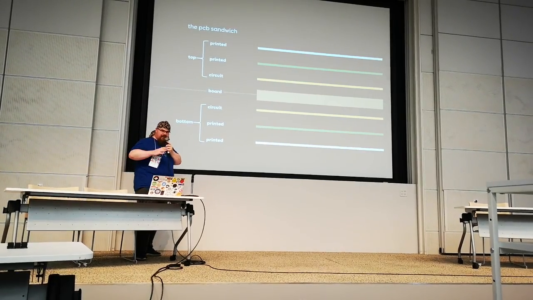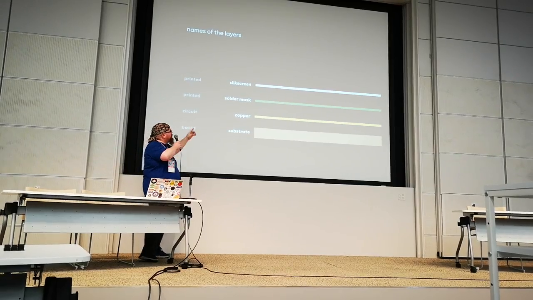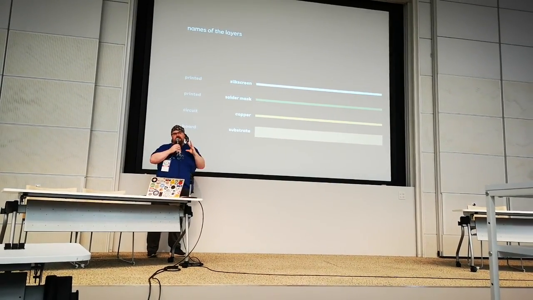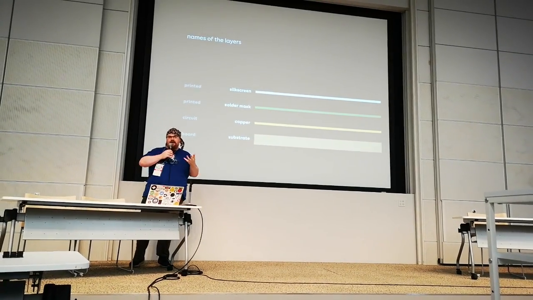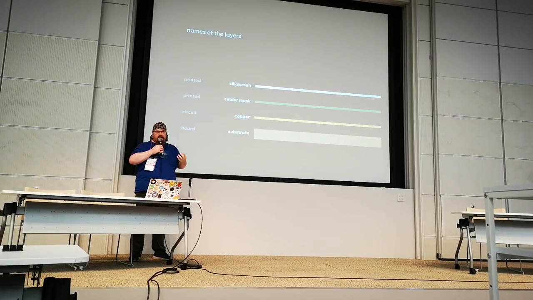So here you see the layers again. If we go to the next one. The top layer is purely for aesthetics. It has no essential functioning to the way a circuit board works. It is just there usually to label components.